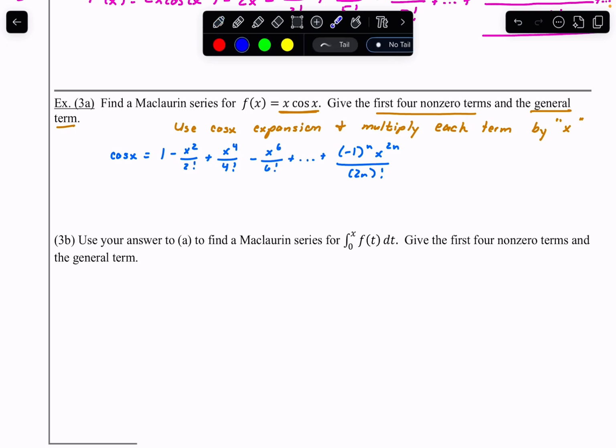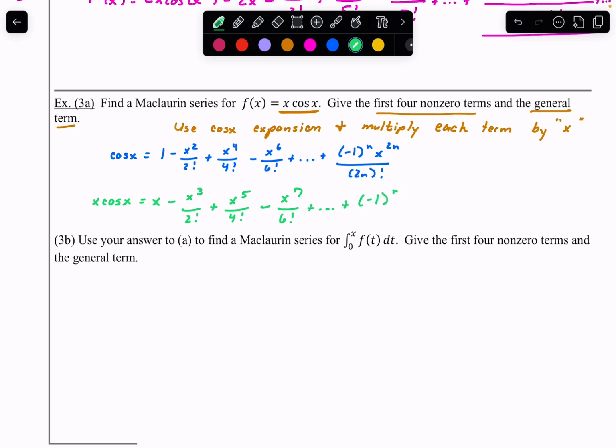I'm supposed to manipulate this. So again, I'm not going to build this from scratch, which I'm capable of doing. I'm going to use cosine and multiply each term by x, and that will give me my new expansion. So x cosine of x is going to be x minus, multiply each term by x. So this is x cubed over 2 factorial, x to the 5th over 4 factorial, x to the 7th over 6 factorial. So I did not change the factorial.